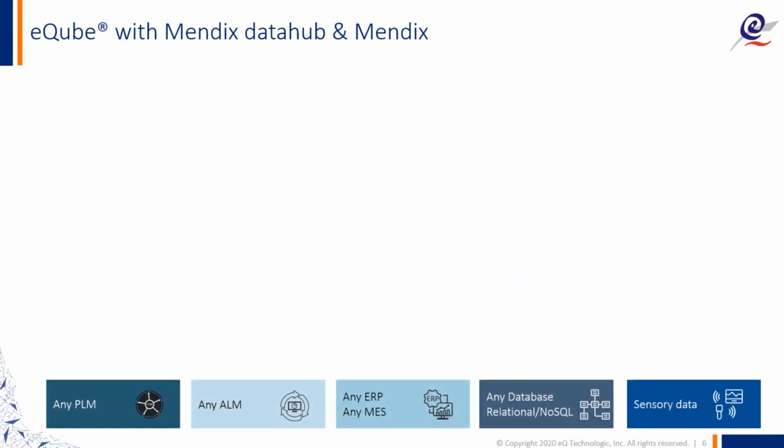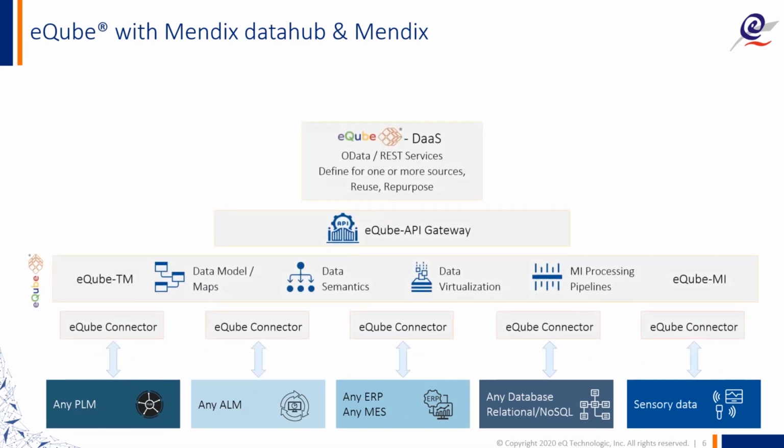How does it all fit with Mendix Datahub and Mendix, right? First, at the bottom you see ALM, PLM, these various data sources. Then you see the full-fledged data as a service platform on top of that. It's just a different rendering. As you see here, eQube connectors connect to these data sources. This is where those blue arrows reside.